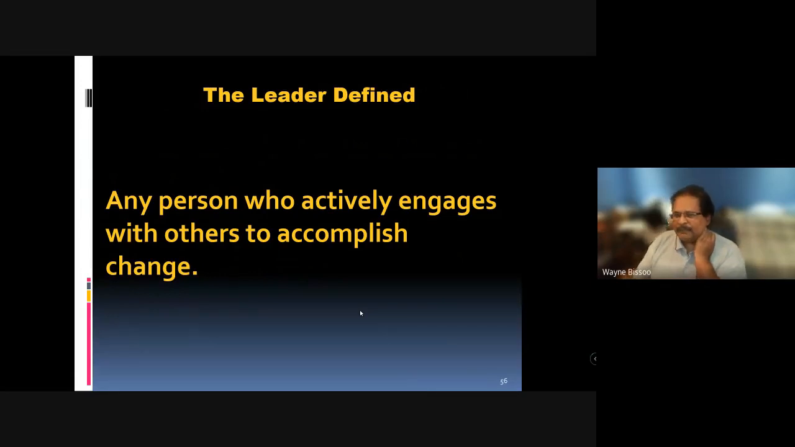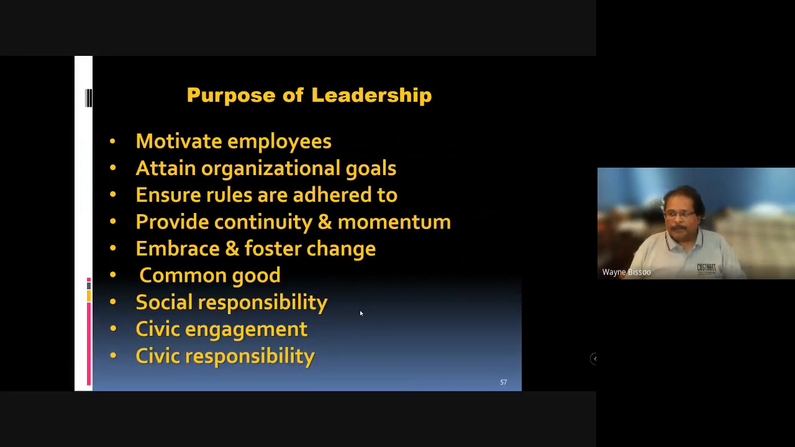All right. So the leader is defined as any person who engages with others to accomplish change. So you are all part of leadership. Anybody who engages in any sort of activity with others has the potential to be leadership. Purpose of leaders: to motivate. Now we could take off the word employees there, but it's to motivate other people to attain organizational goals, to ensure that rules are followed, provide continuity and momentum. This is what we talk about with succession planning: continuity and momentum.